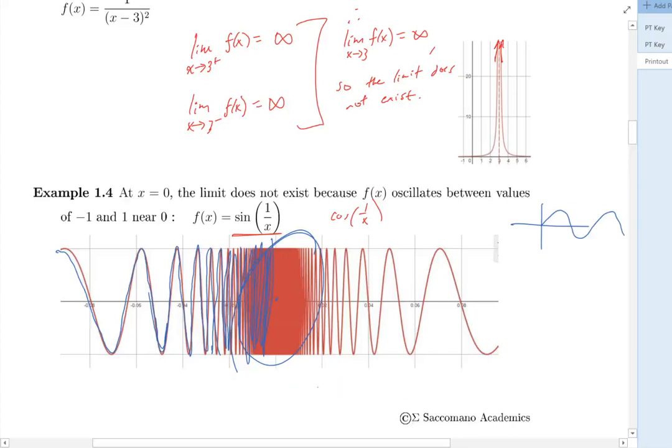Or I would just say, you could also use limit notation. Limit as x goes to 0 of f of x does not exist due to oscillation.